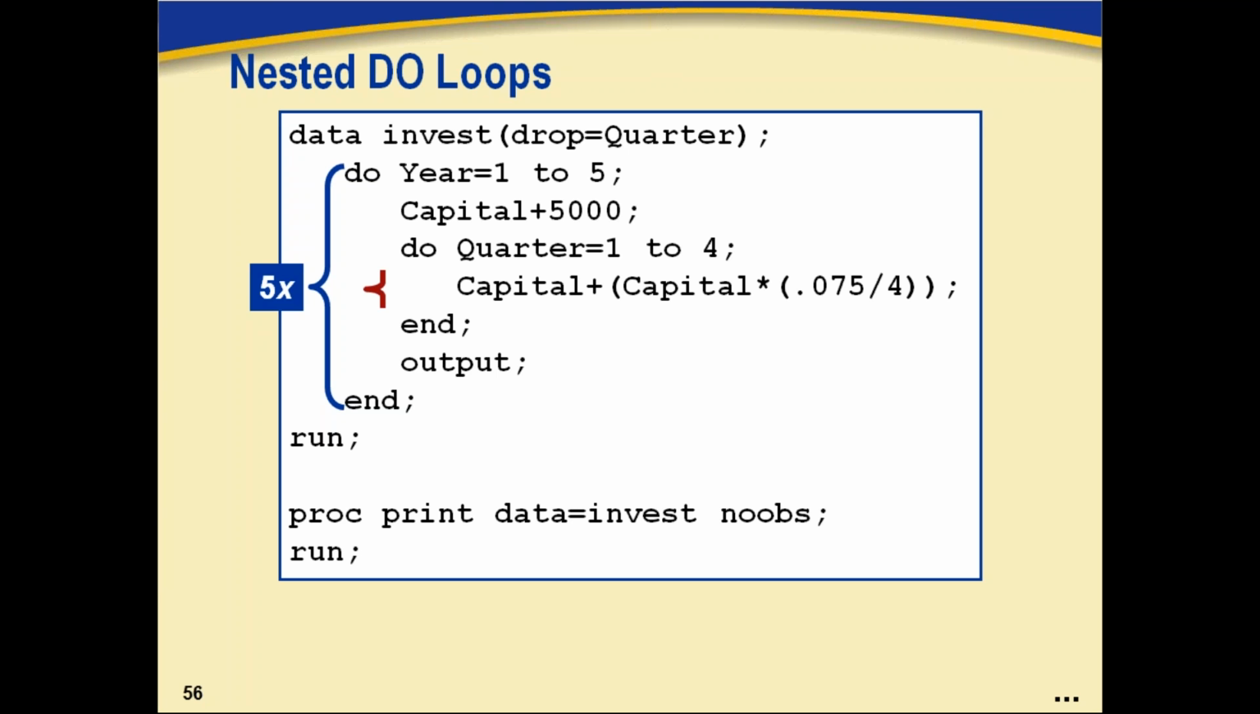And the inner loop is quarter, so it will run 4 times. So how many rows will I get in my output? It's 5 into 4, right? Because for each year you will run the inner loop 4 times, or else you can say in a year you have 4 quarters, right? So it will run 4 times.